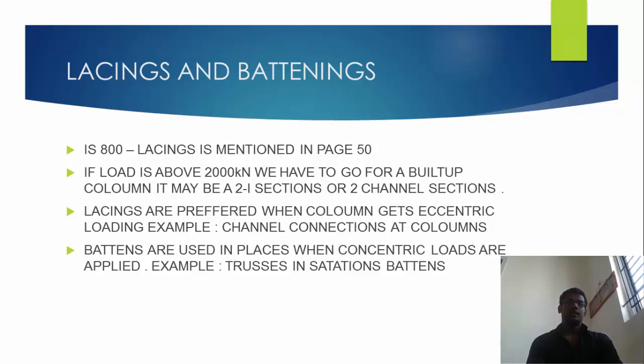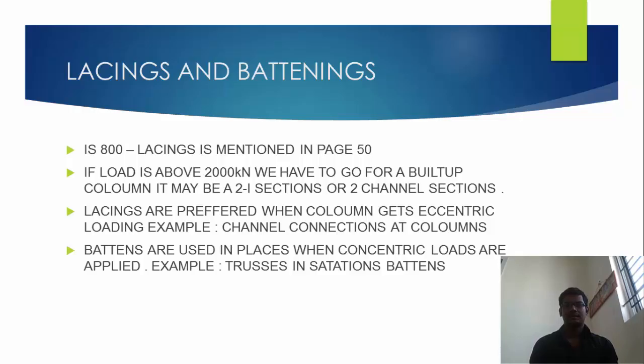Now, let us proceed. Lacings and battens. Lacings and battens are specified in IS 800 on page number 50. If the load is about 2000 kN, we have to go for a built-up section. It may be two I sections or two channel sections.